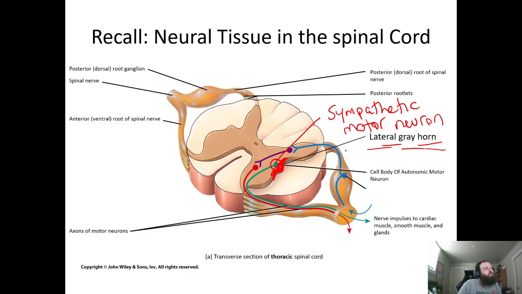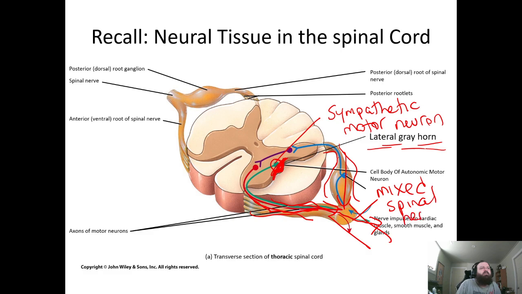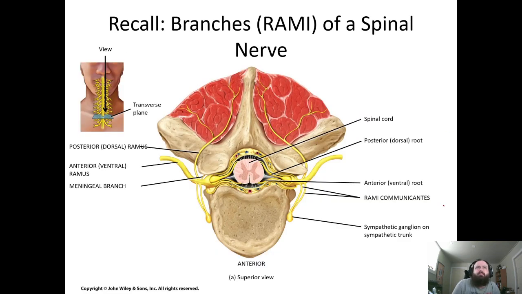The other thing I'd like to orient yourself to here is, of course, there are two roots of the spinal nerve right here. And you know that the anterior root of the spinal nerve is going to be carrying the axons from our autonomic motor neurons in green here. And remember, the two roots come together to form one mixed spinal nerve. And that's what I want to focus on at the moment. So there are branches of the spinal nerve, and I want to focus on a few of them, but I will go through all of them.